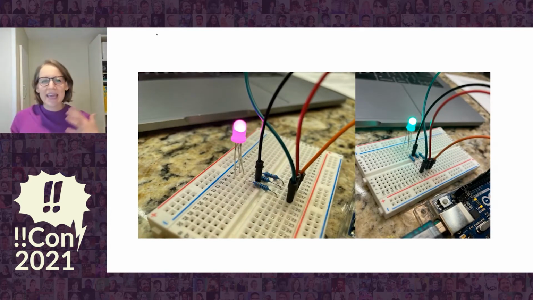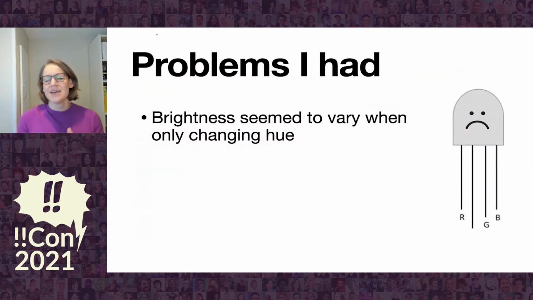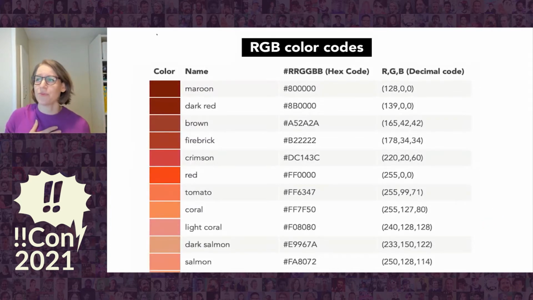So this definitely gave me some glowy gradient, but it wasn't quite what I expected. The weirdest thing is it seemed to pulse with lightness at different times. I thought I was holding the brightness steady. So the brightness seemed to vary when I was only trying to change the hue.